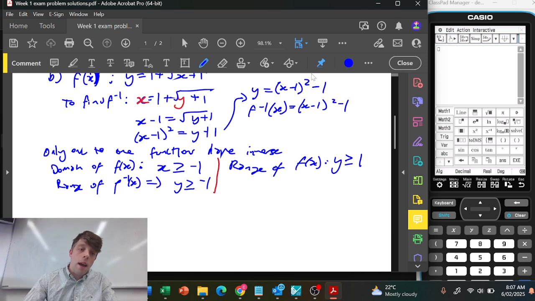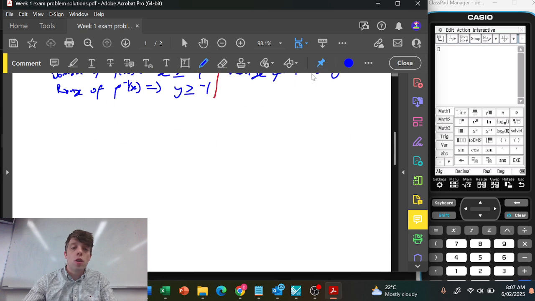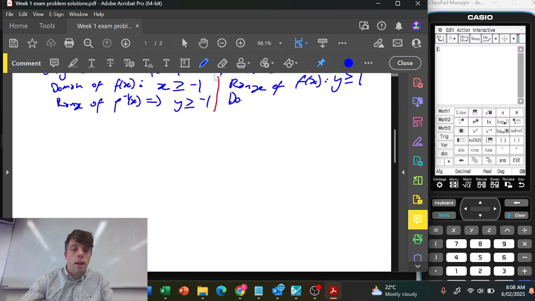Again, if we put in our limit of the domain, if x is equal to -1, we're going to get -1 plus 1, which is 0, square root of 0 being 0, 1 plus 0 is equal to 1, and that's the minimum possible value. So if that's the range of our original function, that will in fact be the domain of the inverse function. So therefore the domain of the inverse function will be x is greater than or equal to 1.